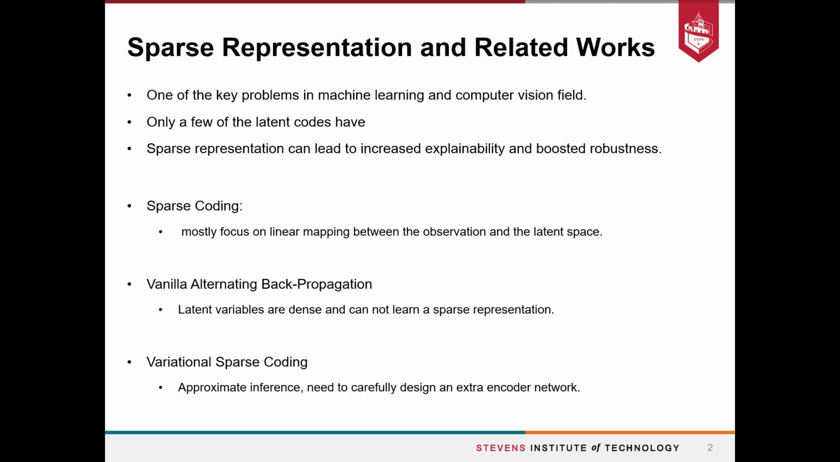There are some related works, but with some limitations. Sparse coding mainly focuses on the linear mapping between the observation and the latent space. Alternating backpropagation can only learn dense representations instead of sparse latent space. Variational sparse coding uses approximate inference and it needs to design an extra encoder network.